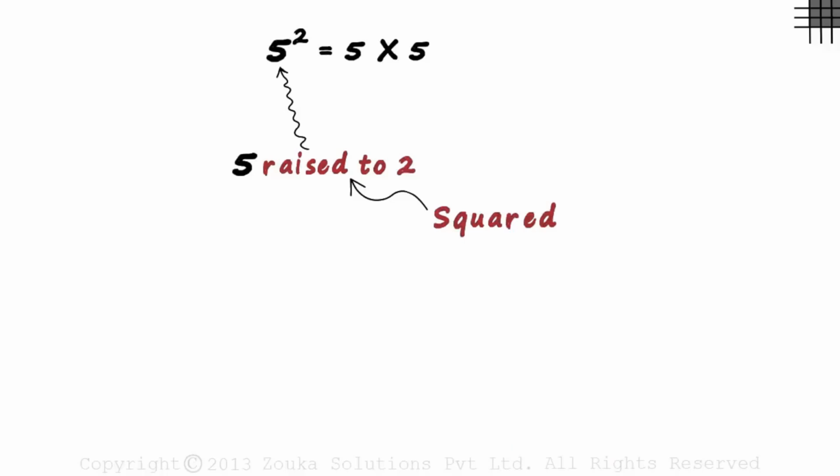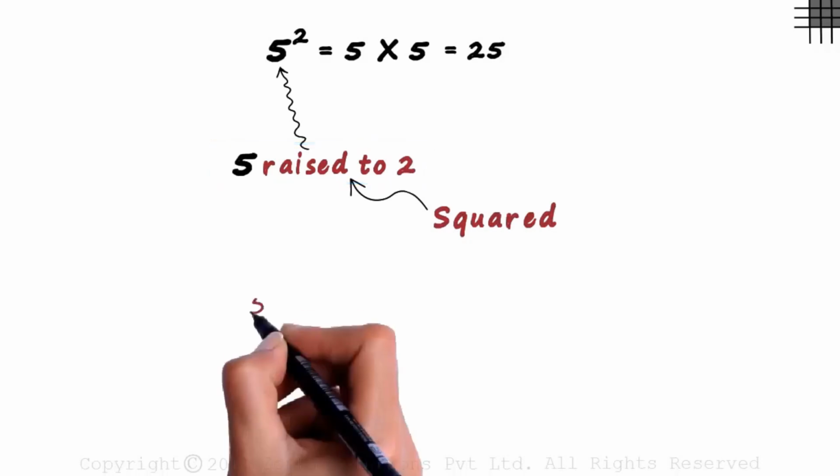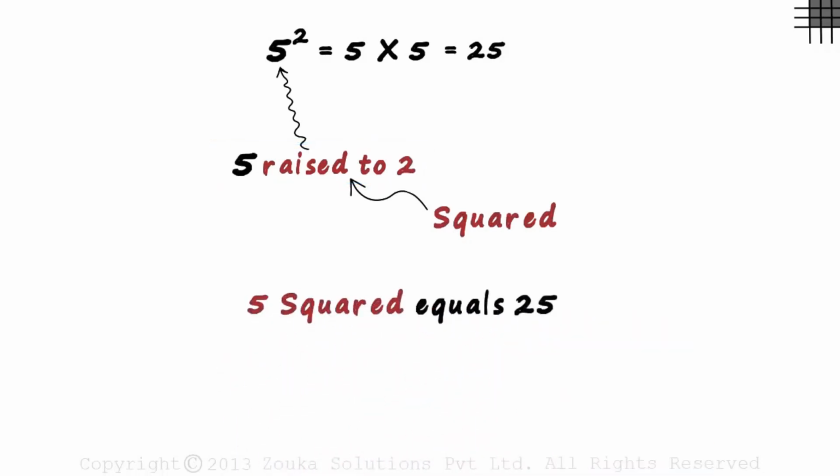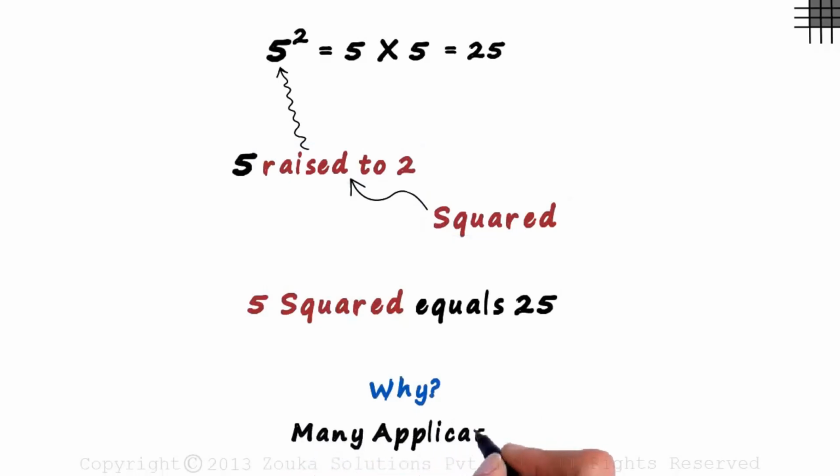We know that this equals 25. So instead of saying 5 raised to 2 equals 25, we can say that 5 squared equals 25. We just replaced these 3 words with 1. Why did we give it a special name? Well, mainly because it has many applications. We will see a few in the next video.